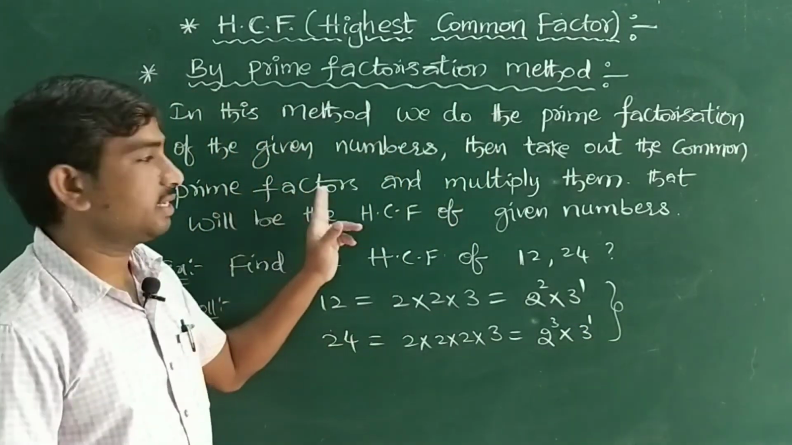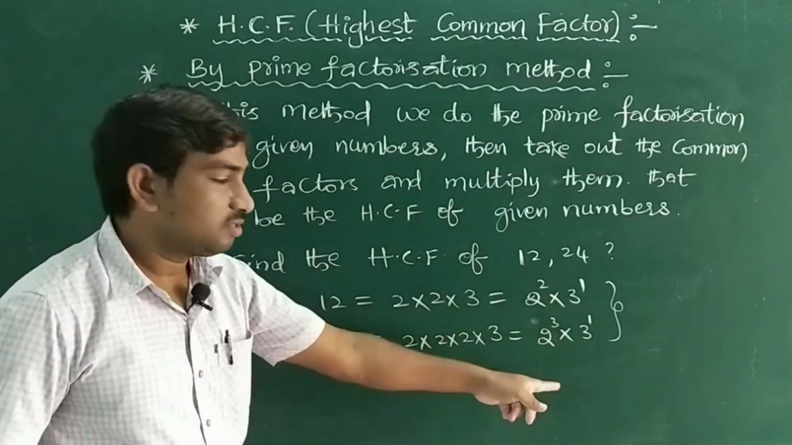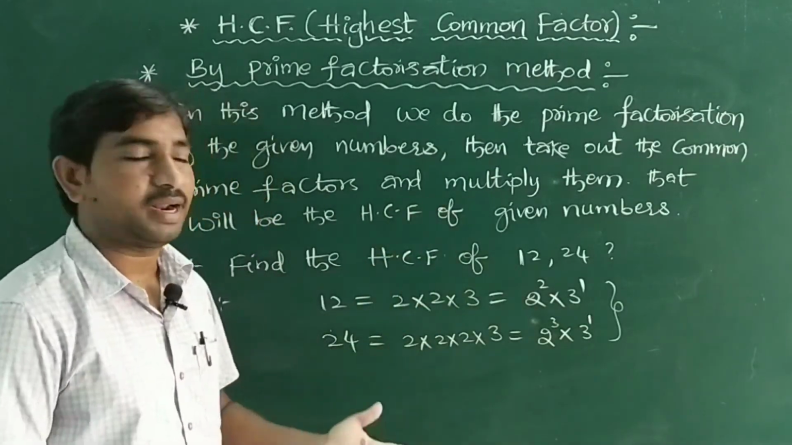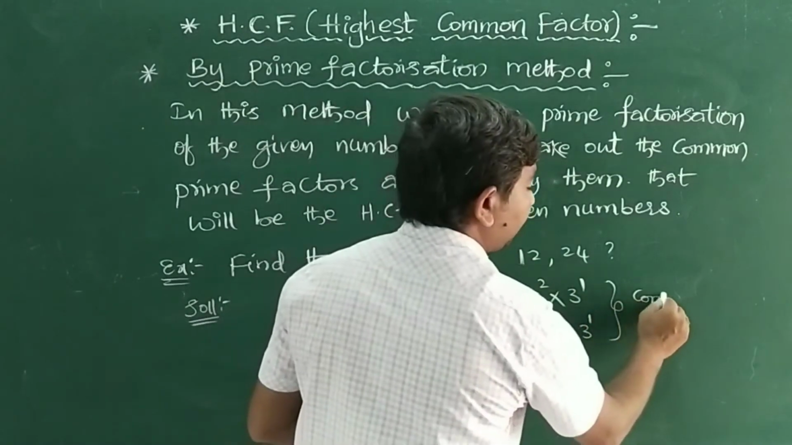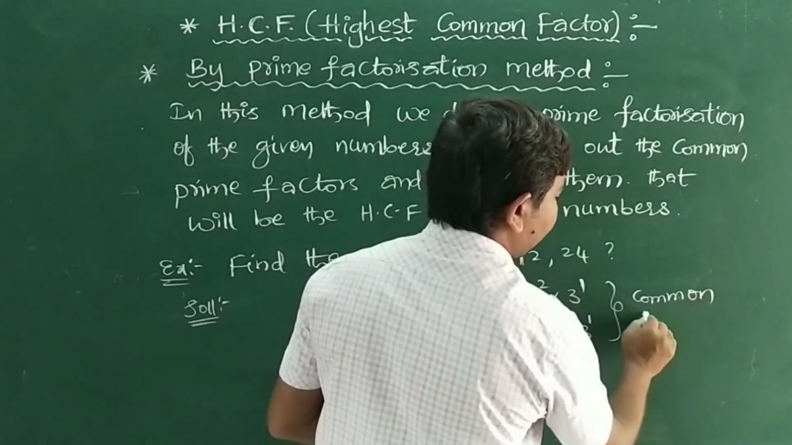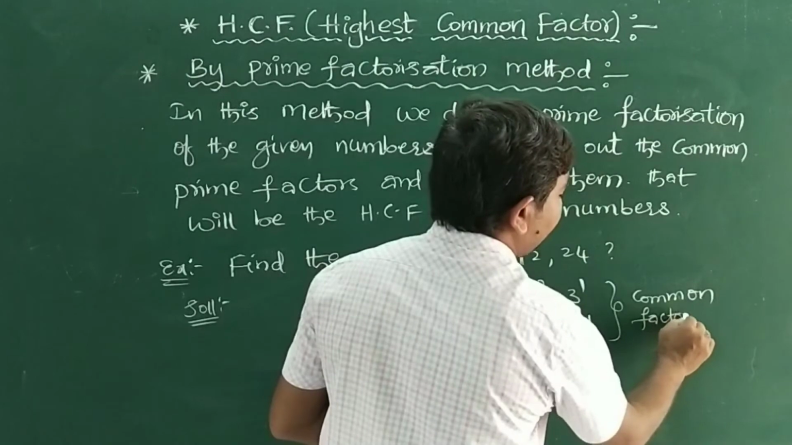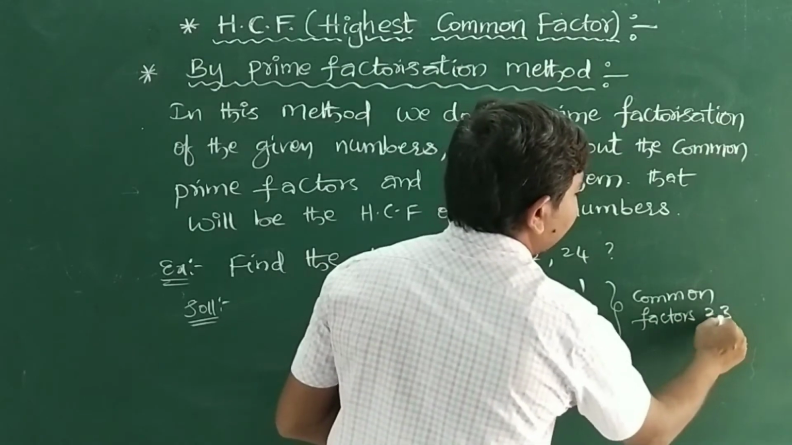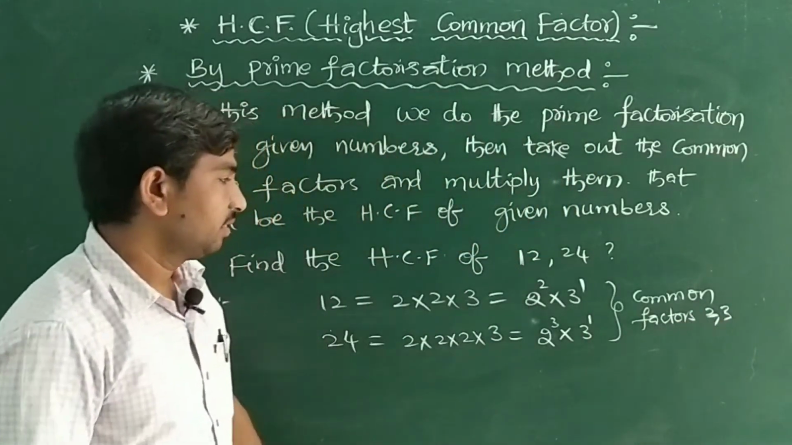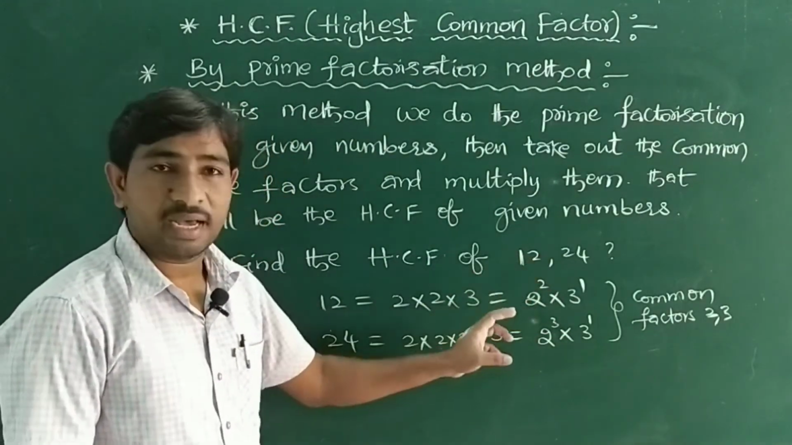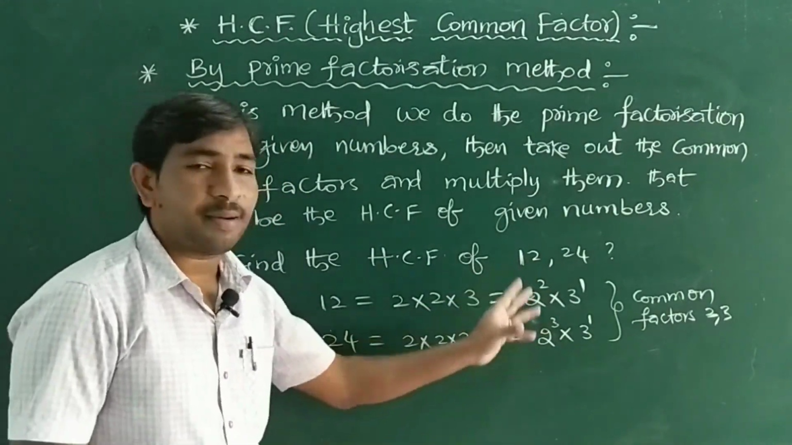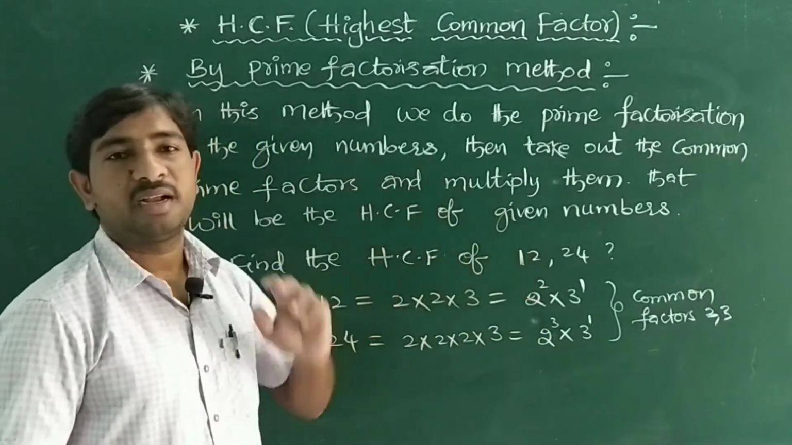So, the common prime factors. Here 2 and 3 both are common prime factors. Only common factors you have to consider: 2 comma 3. Now, to find the HCF, we have to choose the least power of the common factors.